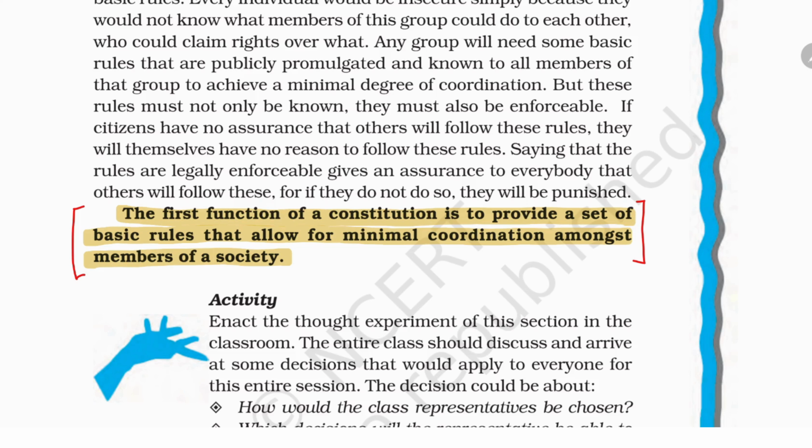The first function of the Constitution is to provide a set of basic rules that allow for minimal coordination amongst members of a society. For those who are reading this, this is an important thing. You should mark this.